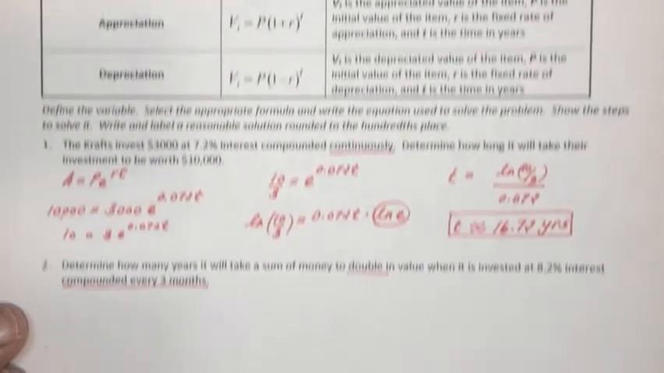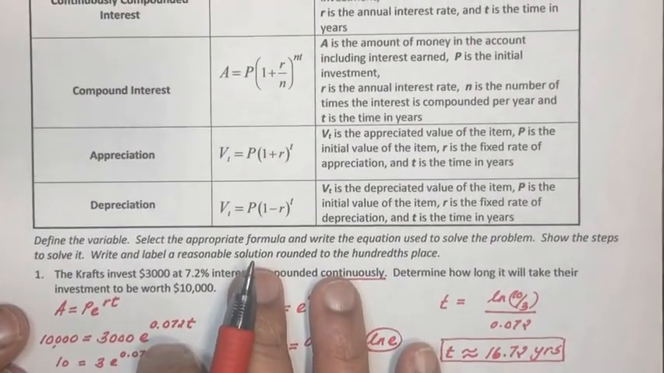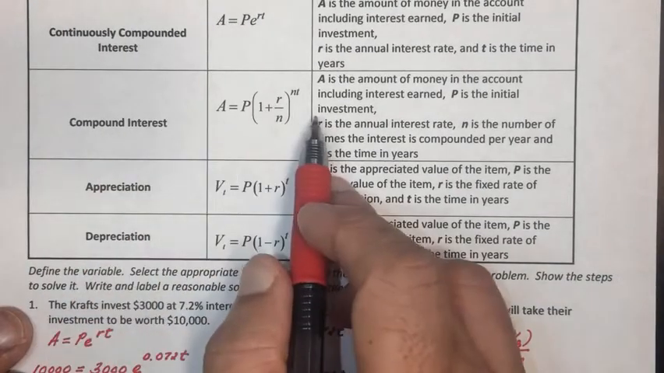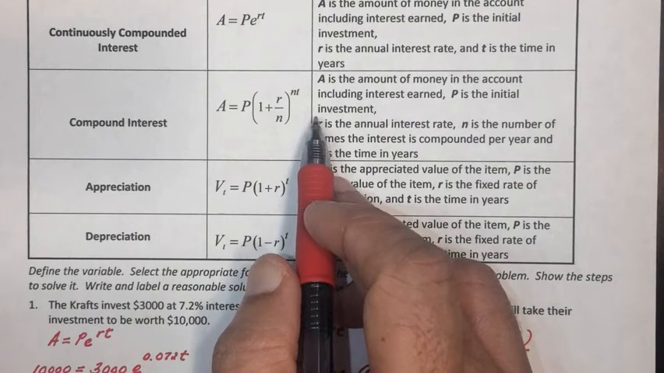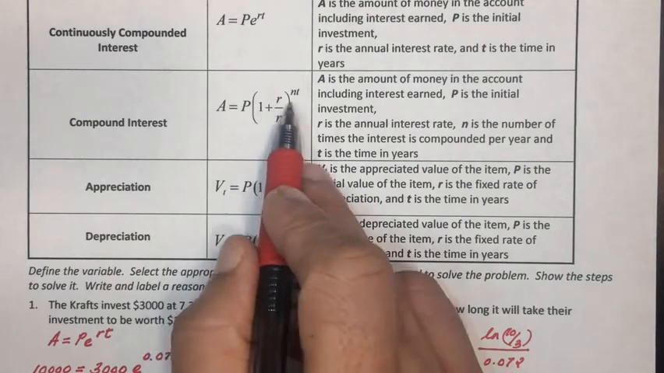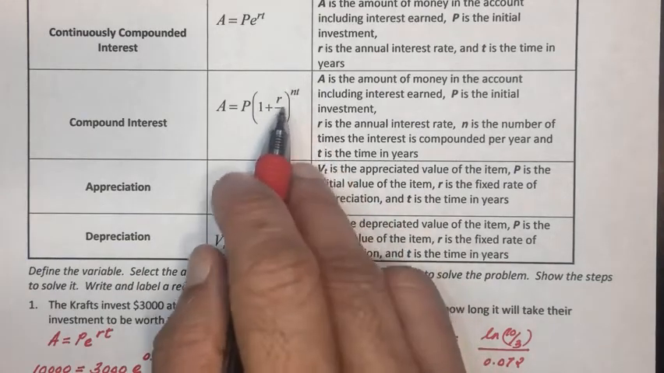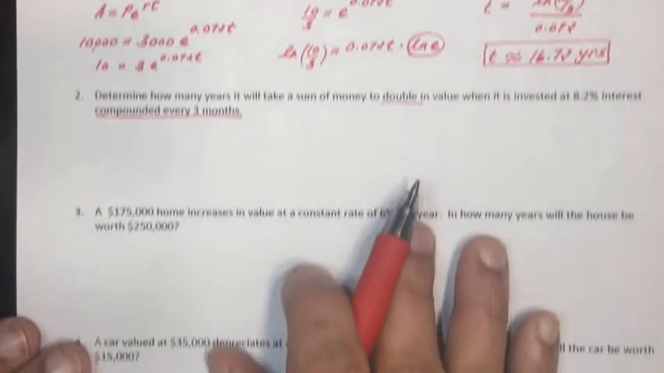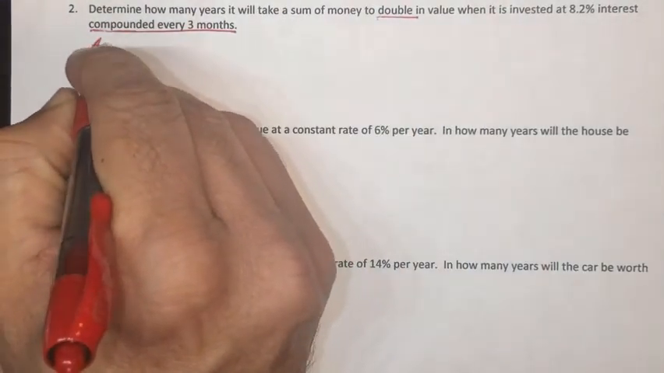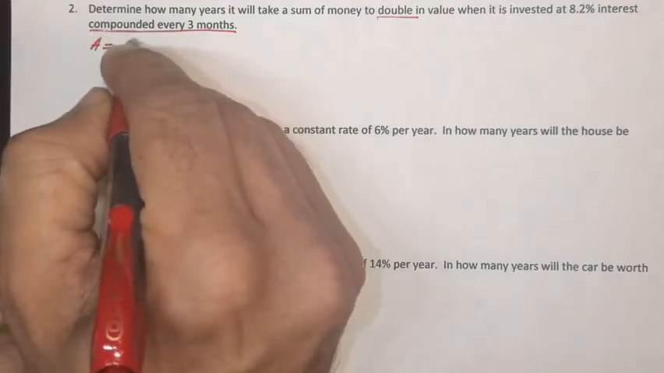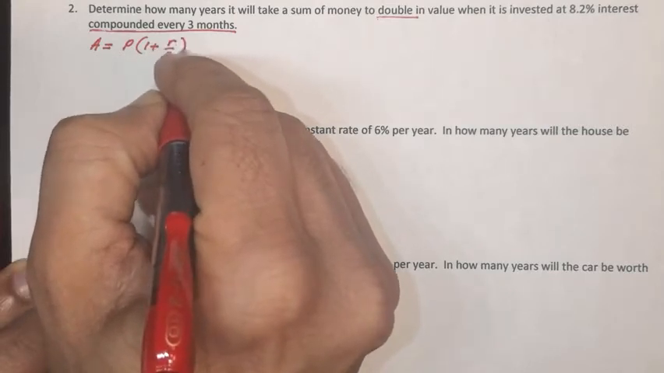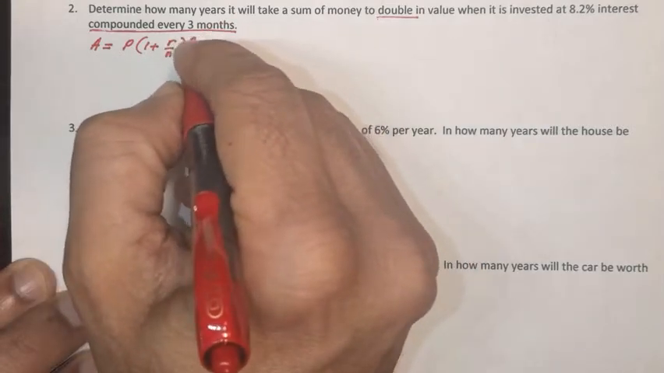When we look at the formula sheet, you can see the formula that we are going to use is the compound interest, compounded semi-annually, quarterly, things like that. So this will be the one we'll be using. A is equal to P times 1 plus R over N to the power of NT.